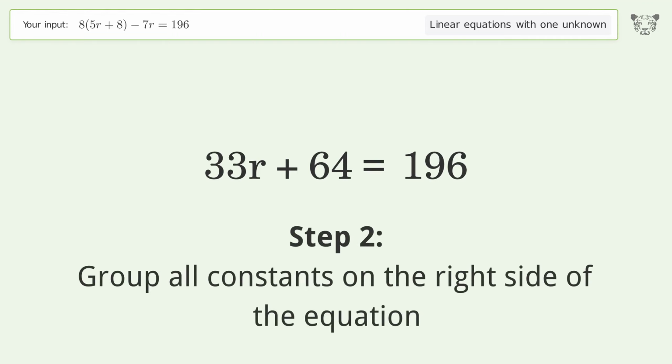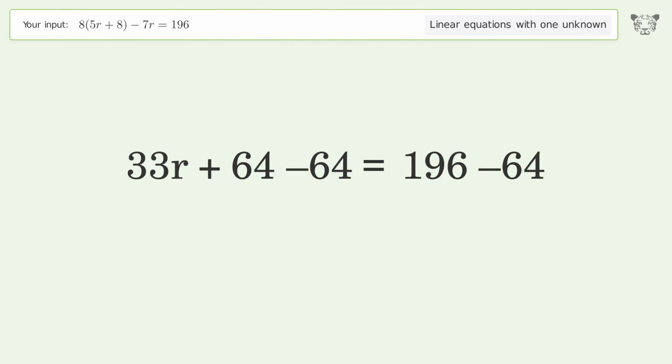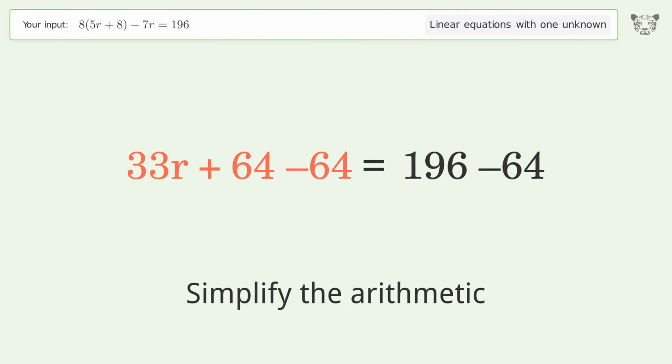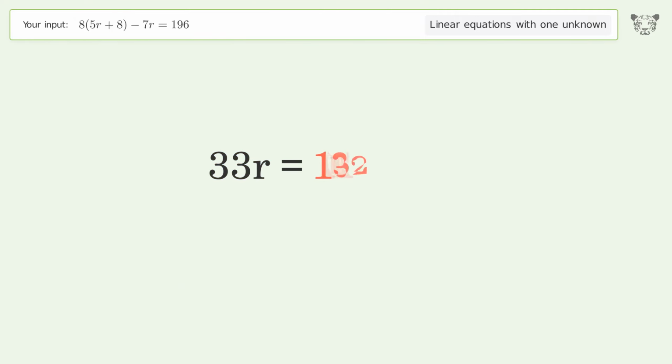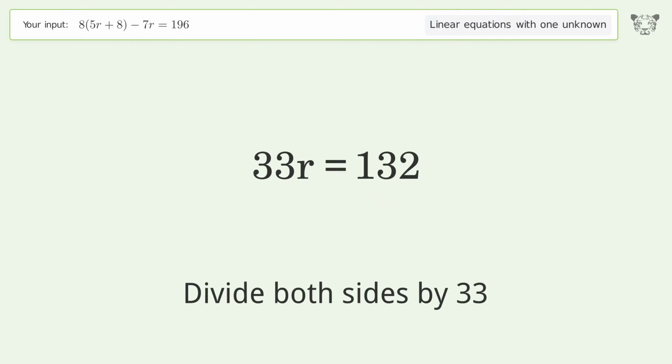Group all constants on the right side of the equation. Subtract 64 from both sides. Simplify the arithmetic. Isolate the r. Divide both sides by 33.